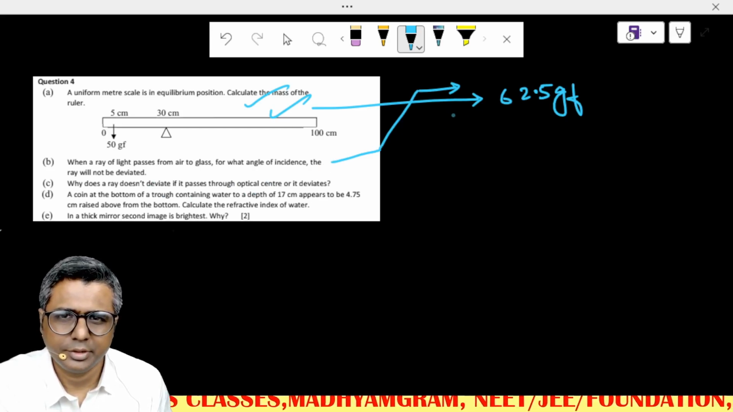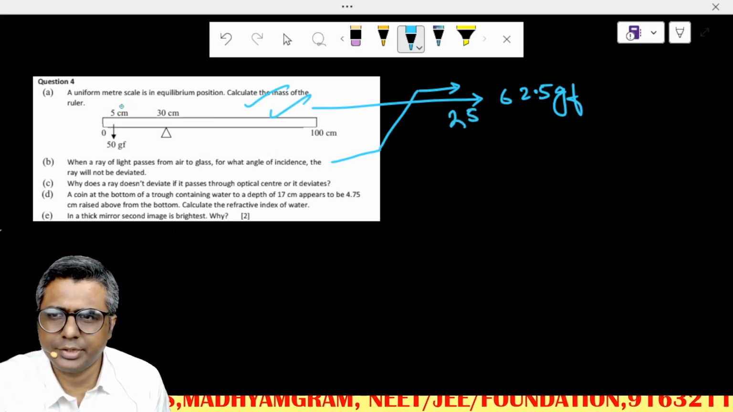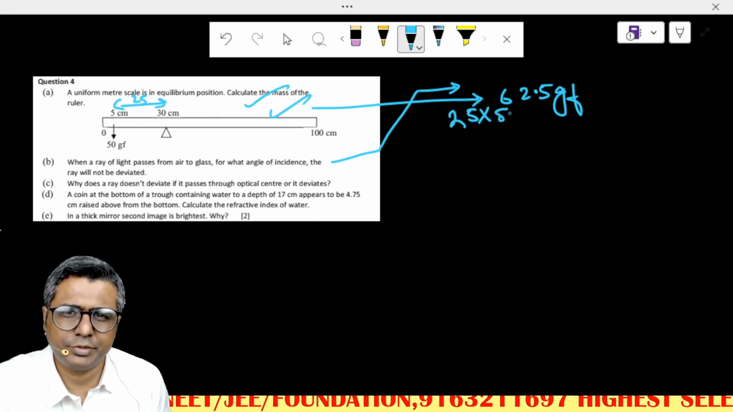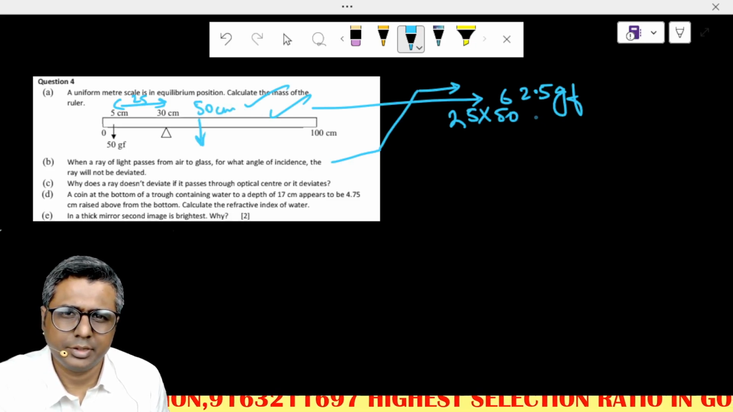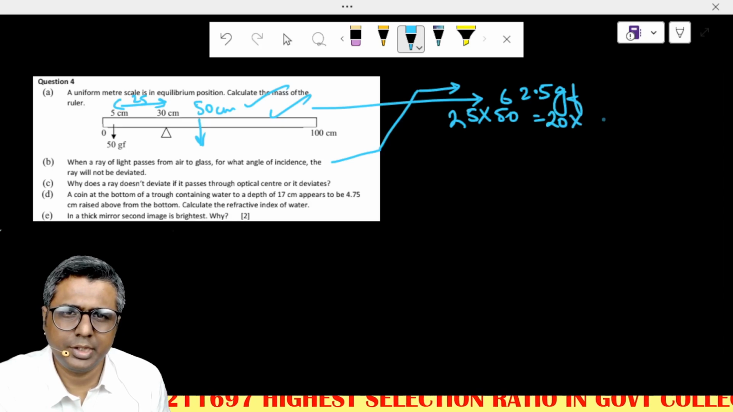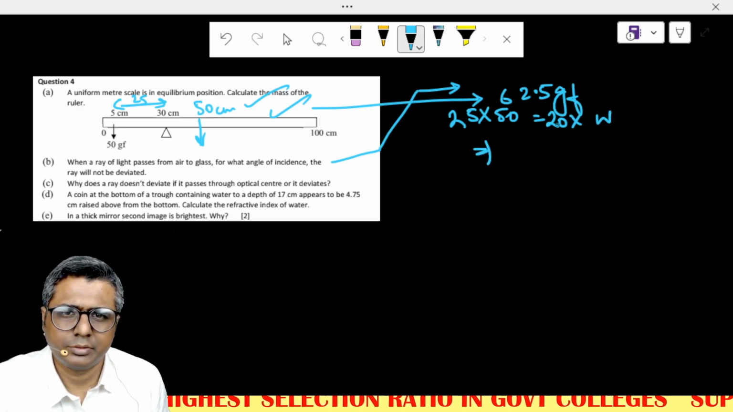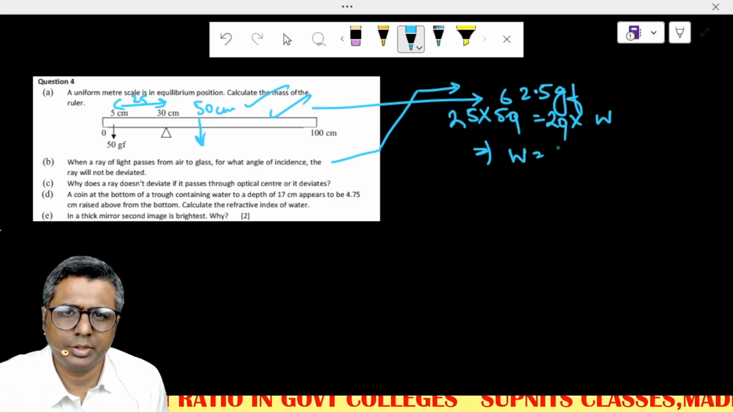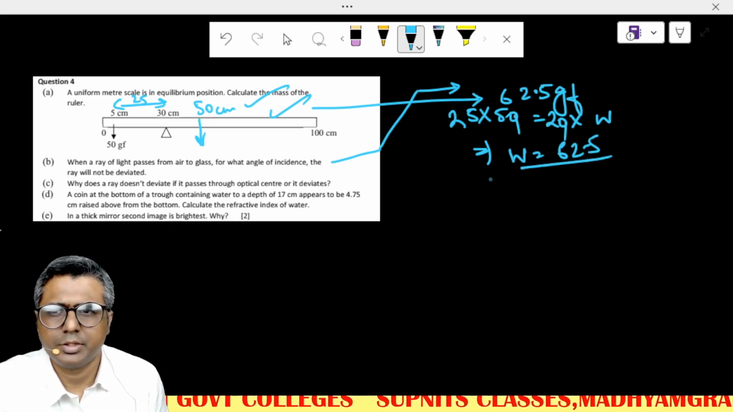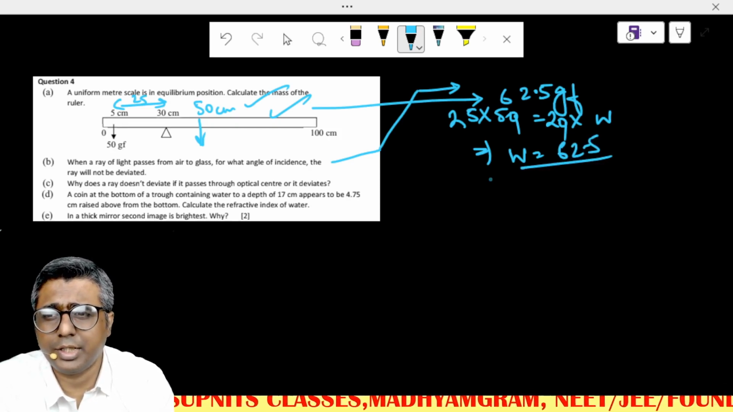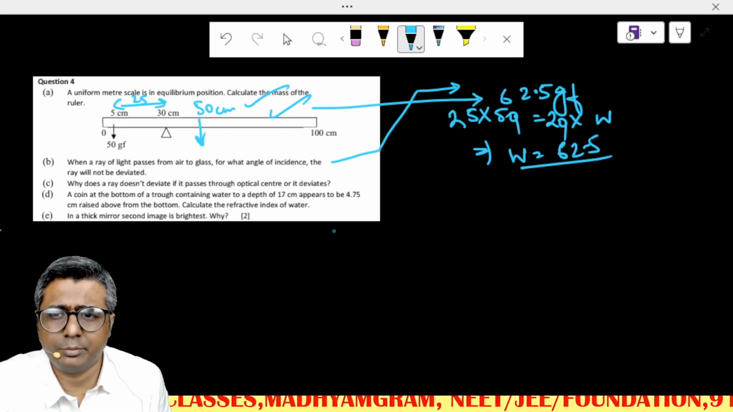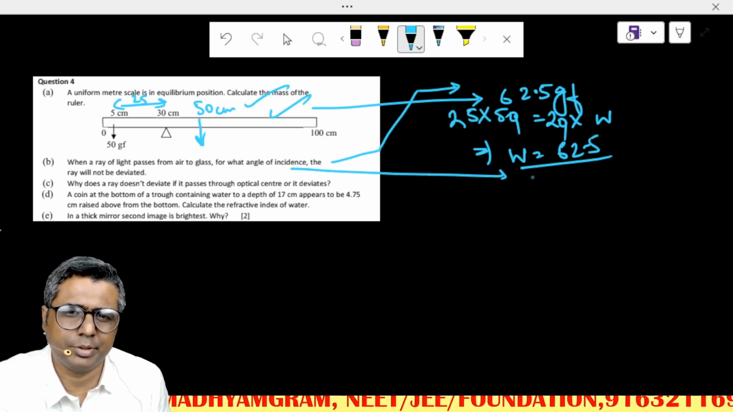Okay, I'll do it. See here it is 25. 25 into 50, the weight will act at the 50 centimeter mark, is equal to 20 into W. So W will be 62.5. Done. When a ray of light passes from air to glass, for what angle of incidence will the ray not be deviated? Again a very simple question, 0 degree.